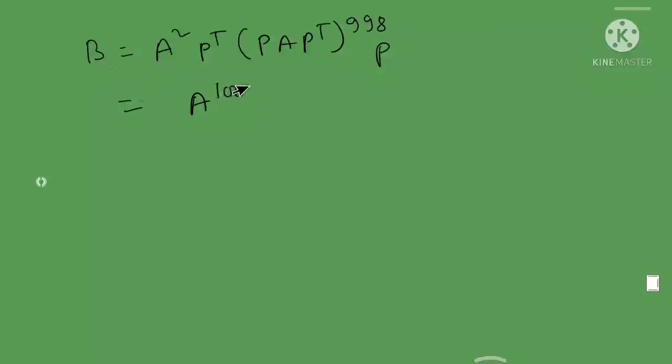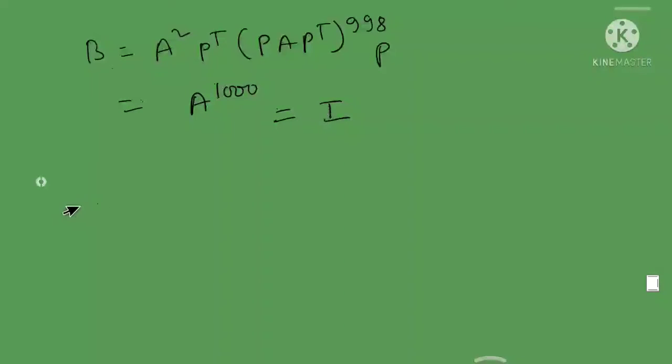So B equals A square P transpose into (P A P transpose) to the power 998 into P. Similarly we can proceed like this, and up to A to the power 1000 I will get. But it is given that A is an involutory matrix, so we can write that equals I.